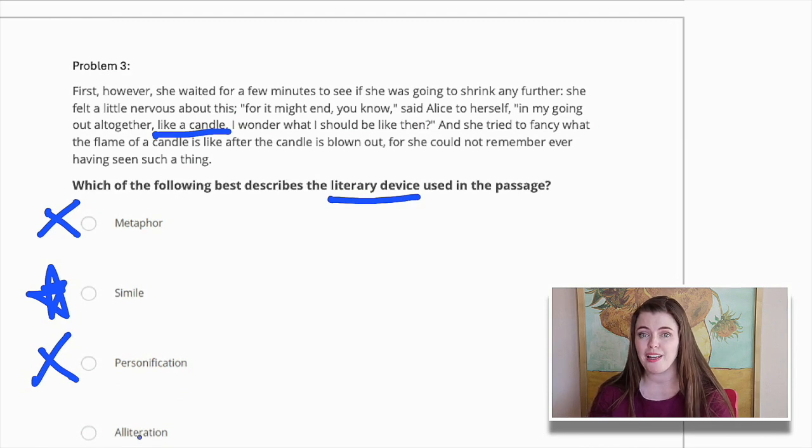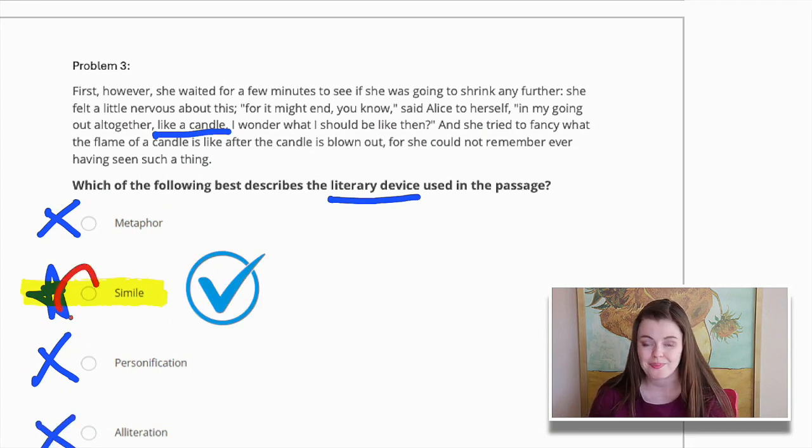Alliteration is when you have a bunch of words in one spot or close to each other that start with the same sound, like Sally sold seashells by the seashore. I couldn't say it. But that is an example of alliteration, and I'm not really seeing any examples of that here either. So our best answer choice is definitely going to be a simile.